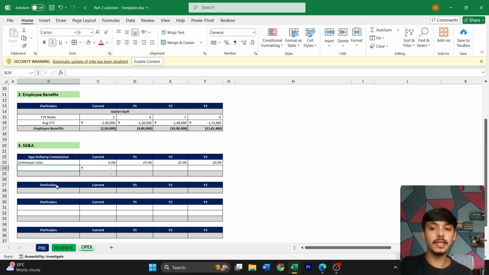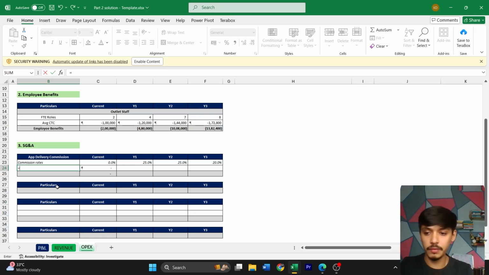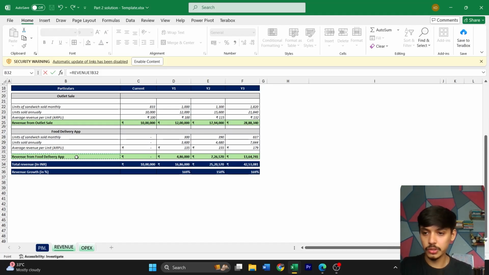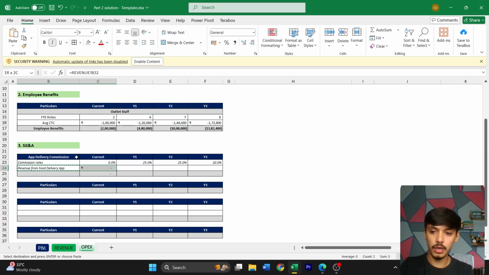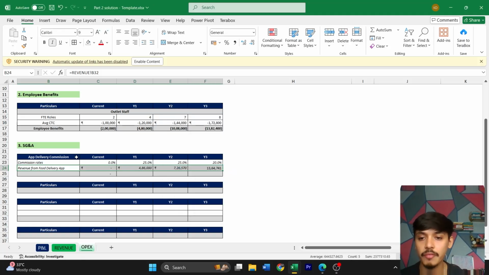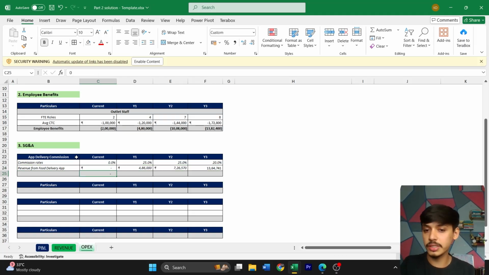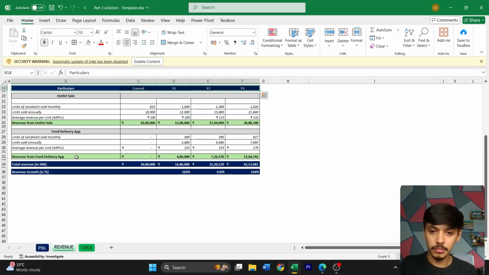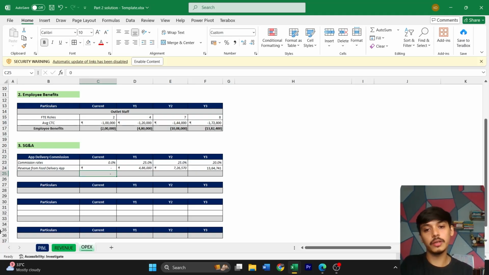So to calculate the commission that we are paying to food delivery partners, we will now plug in the revenues earned from the food delivery, which we have over here. The revenue from food delivery app, we are then pasting the entire line. Okay, so we have 4 lakh 86 in year 1, 7,626 in year 2, and 1364 in year 3. We will have a cross check and perfect.